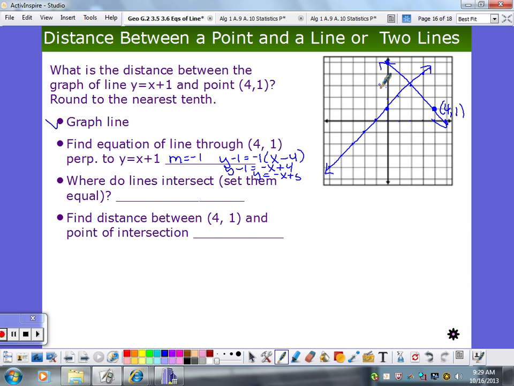I mean, you could also just use slope. My slope is negative 1 here, so I can just kind of see that I do have this point of intersection, right? Do the lines intersect? They do. Where do they intersect? At (2, 3).